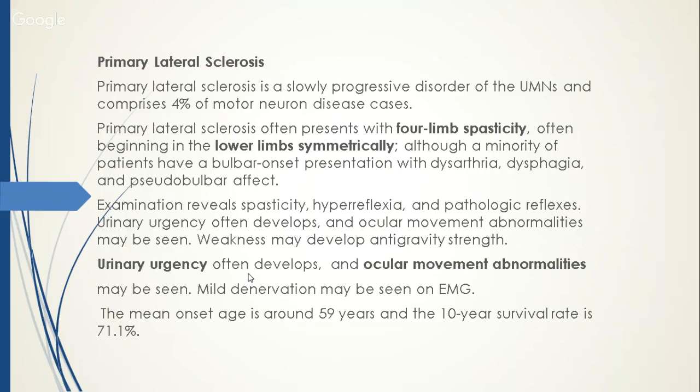Again, you'll have the same upper motor neuron findings, mostly pure upper motor neuron: spasticity, hyperreflexia, and pathological reflexes, with some degeneration seen on your EMG. This disease has better survivability, like a 10-year survival, where the age of onset is a little bit later in life, 59 years old.